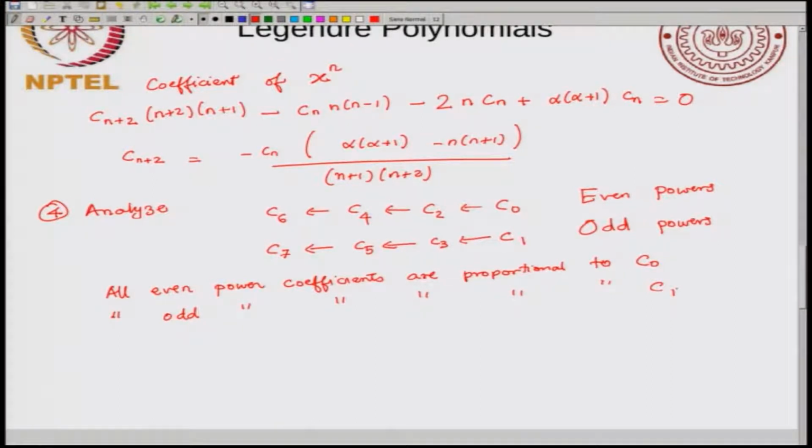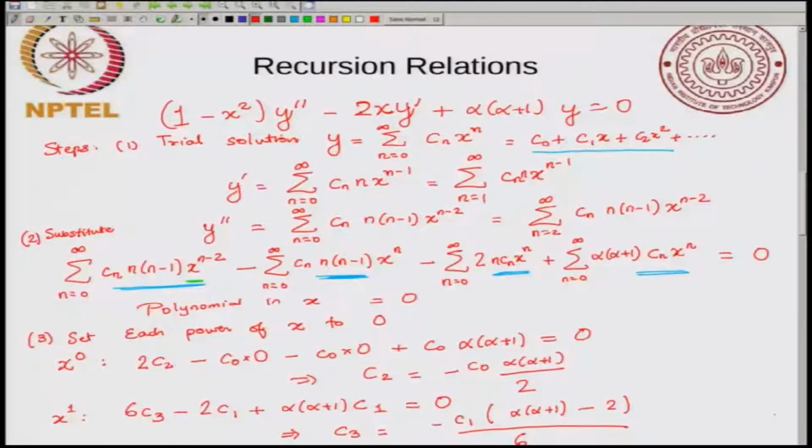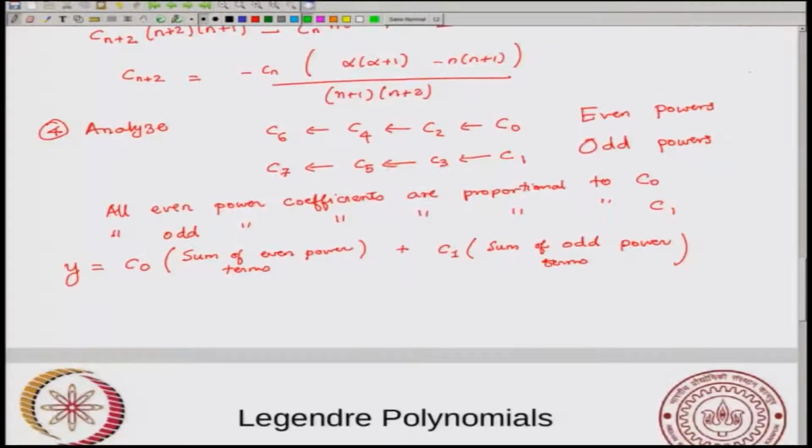Okay. So, basically what you can say is that I can write y by collecting all the even power coefficients, and what I will get is C0 times the sum of even power terms plus C1 times the sum of odd power terms. Okay. So, I can write my solution in this form. All I did was I took my original trial solution which has the form C_n x raised to n, and I see that all the even terms C0, C2, C4 etc. are all proportional to C0. So, I collect them together. Similarly, all the odd terms C1, C3 etc. are proportional to C1. So, I collect those together and I can write it in this form.